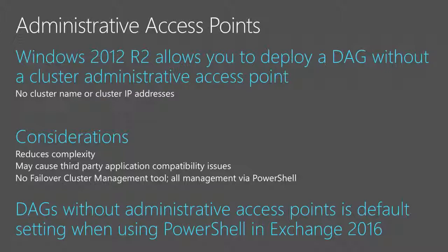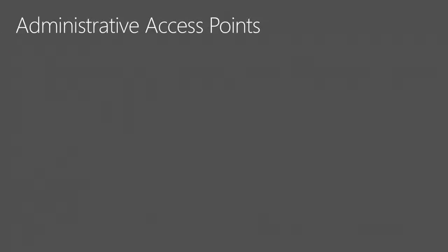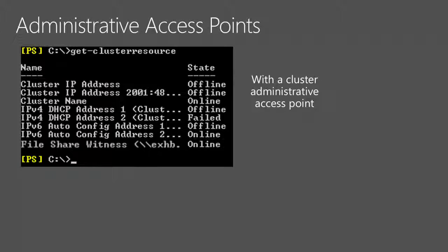They were only used by the cluster and then occasionally by third-party applications that were exploiting this named endpoint resource that was addressable over IP. Exchange never used these artifacts, but they still existed. In fact, if you were to run Get-ClusterResource, this is typically what you would see on a DAG that has a cluster admin access point. There are several resources there.